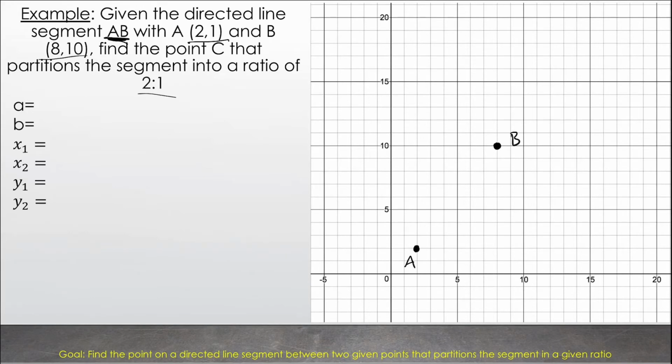So my A value is my first point in my ratio. There's 2. B is my second point, which is 1. X sub 1 is my first point, so that's 2. My x coordinate, my first point. In this case, my first point is A. My second x coordinate is 8. My y value is 1. My second y value is 10.